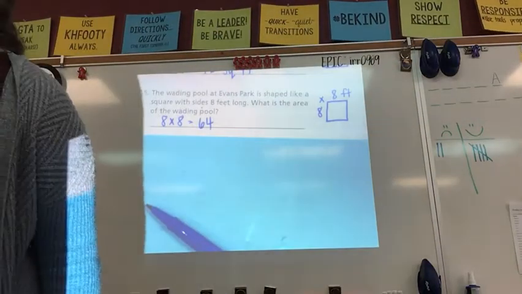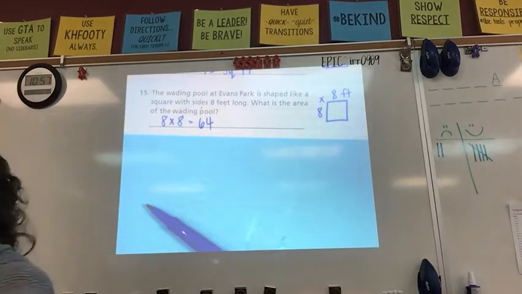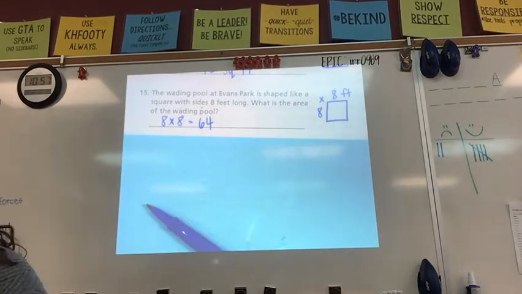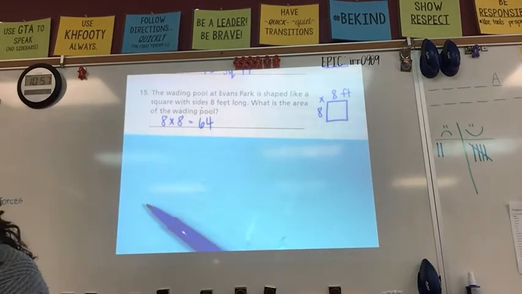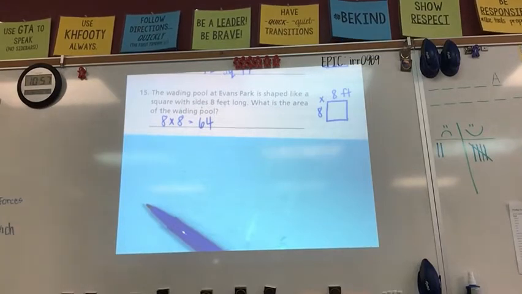64. I heard somebody say it, but I'm looking for the label for my mathematicians. What would my label be? It is an area problem, but I know what I'm measuring in. So instead of just square units, you got it?